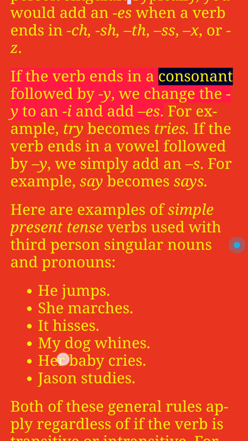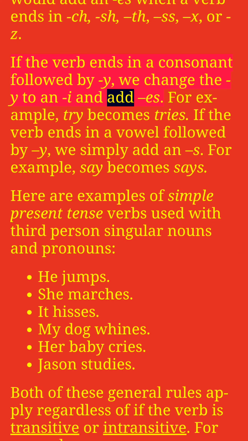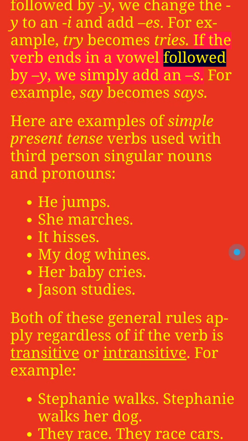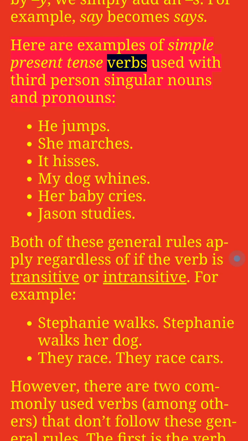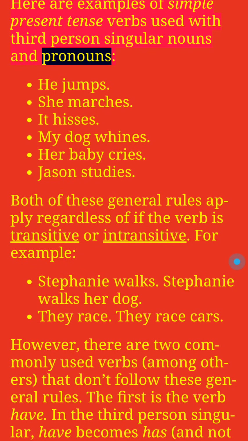If the verb ends in a consonant followed by y, we change the y to an i and add es. For example, try becomes tries. If the verb ends in a vowel followed by y, we simply add an s. For example, say becomes says. Here are examples of simple present tense verbs used with third person singular nouns and pronouns.